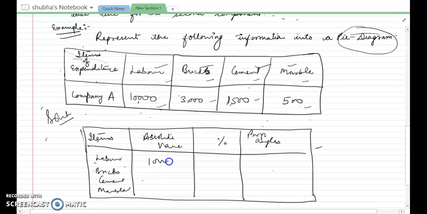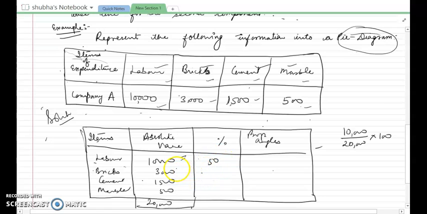Labor was 10,000, brick was 3,000, cement was 1,500 and marble was 500. The total of this is 20,000. So out of this 20,000, how much percent has company A spent on labor? This we have to calculate. That means 10,000 it spends on labor, divided by the total expenditure done by company A, multiplied by 100. So it is 50%, right?